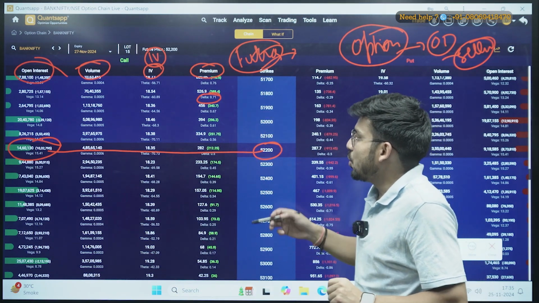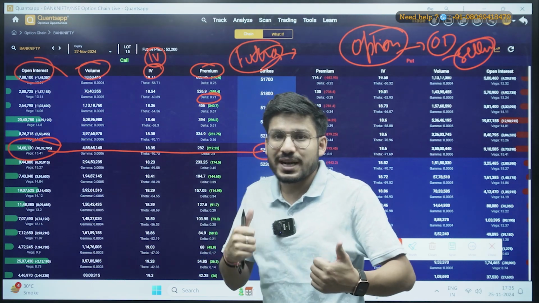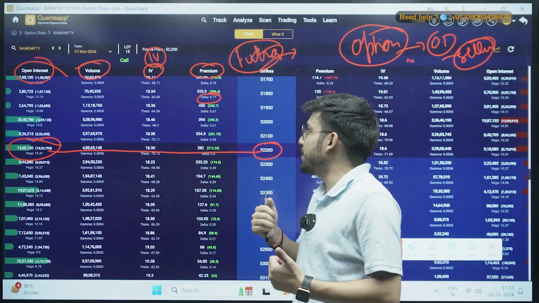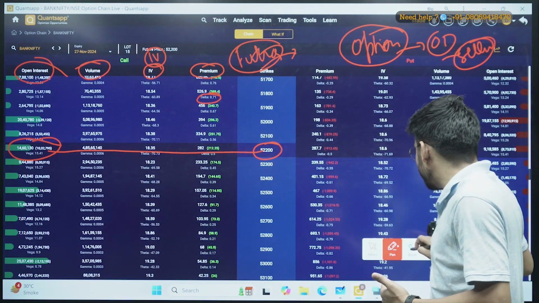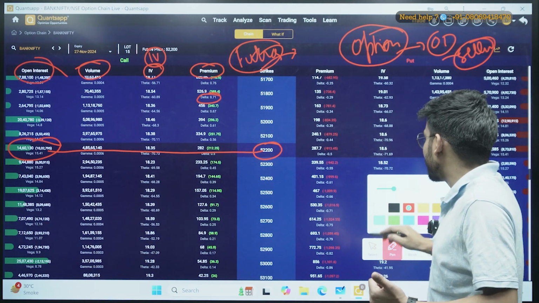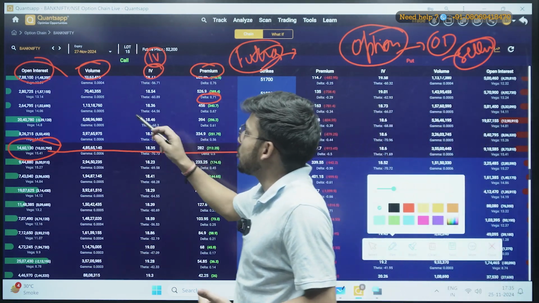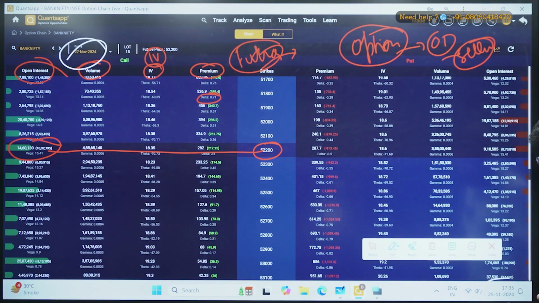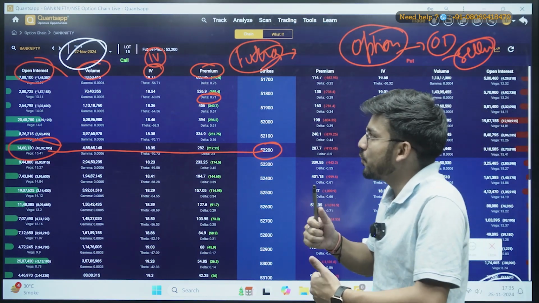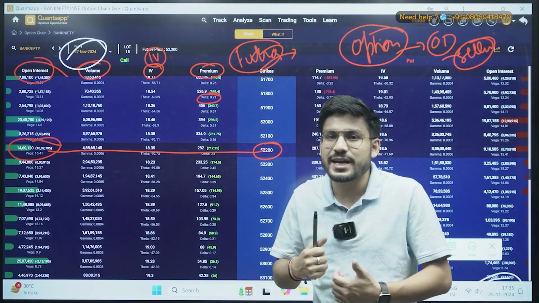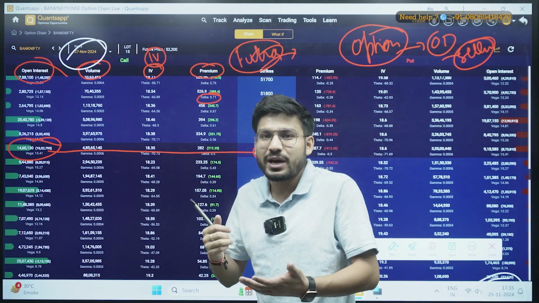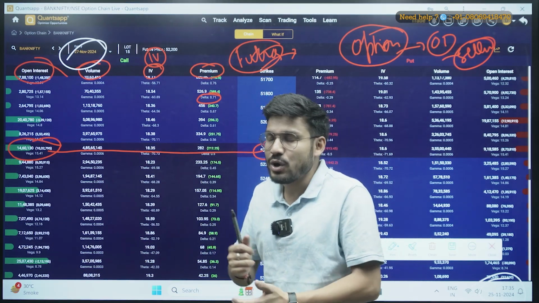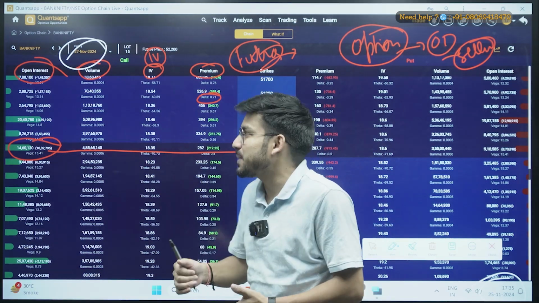Okay, now what is the process to select the strike price? For example, currently just assume we are very far from the expiry. Currently my expiry is on 27th, and if I see, I am on the 25th. So if I go with the current scenario, I am very close to my expiry, but we will take an example right now as if we are very far from the expiry.